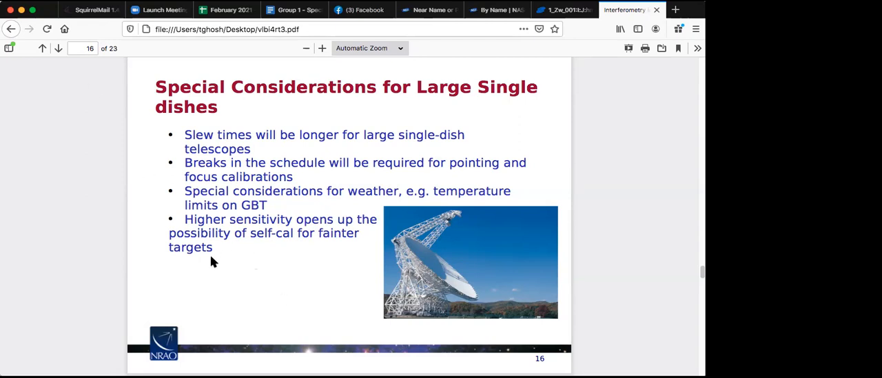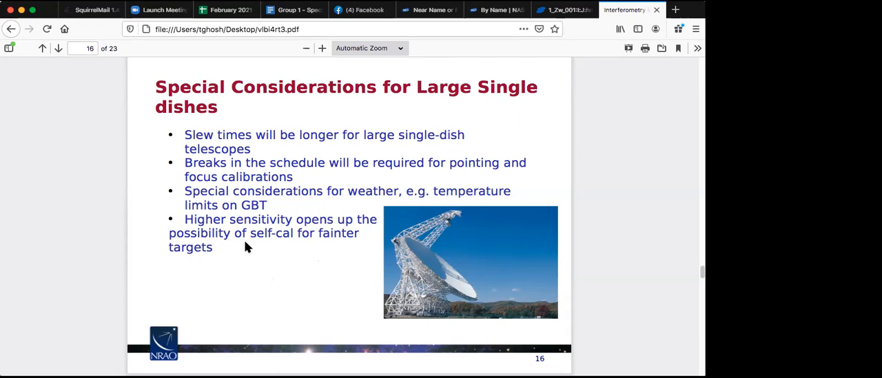Okay, so higher sensitivity, this is one important point. If your baseline sensitivity is high, then for self-calibration, you can go to a fainter target or phase differencing observation. I haven't talked much about that, but if you're serious about putting in a VLBI proposal and you need any help, ask any of us. We will help you through.